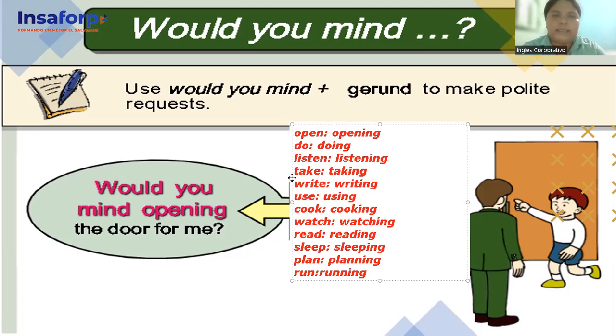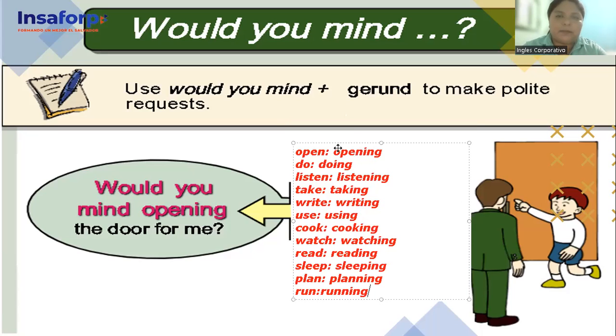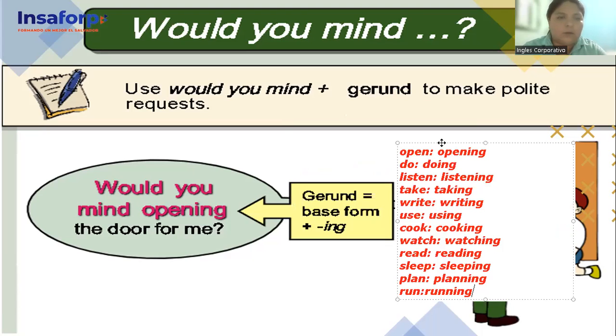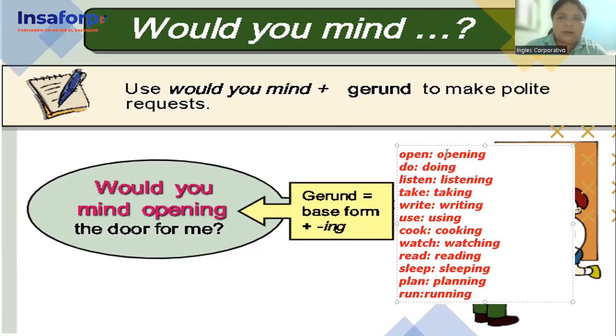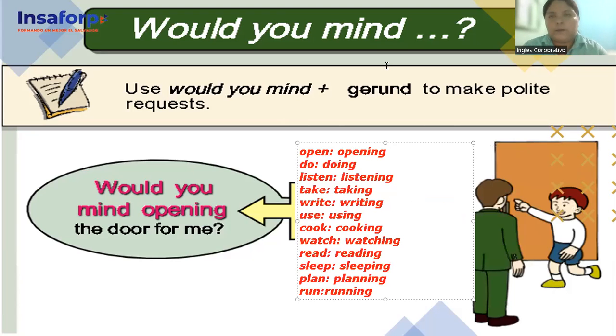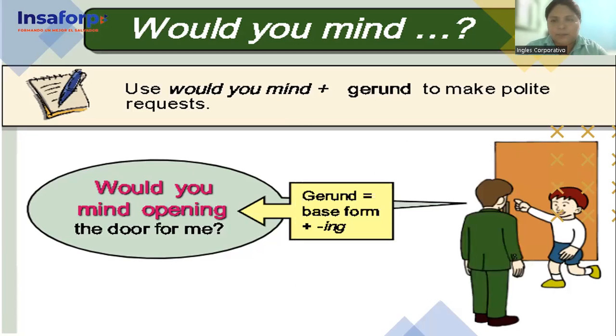So I think the idea is clear, right? A gerund has the function of a noun, and in this case, you're going to use the gerund with would you mind. Would you mind opening the door? Would you mind speaking with the doctor for me? Would you mind speaking with my mother? Okay, nice. Let's check some more examples.